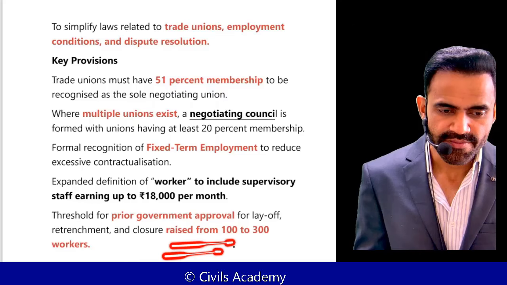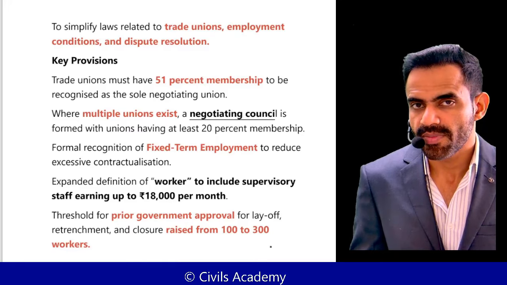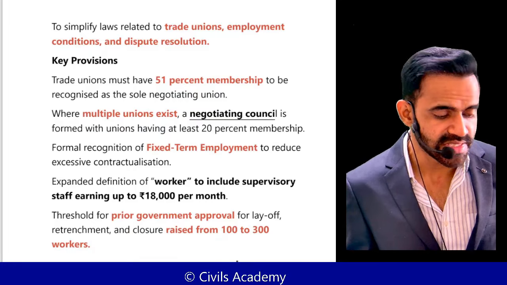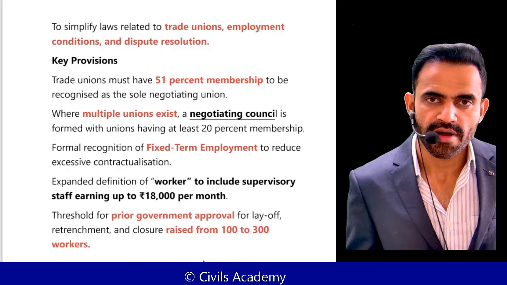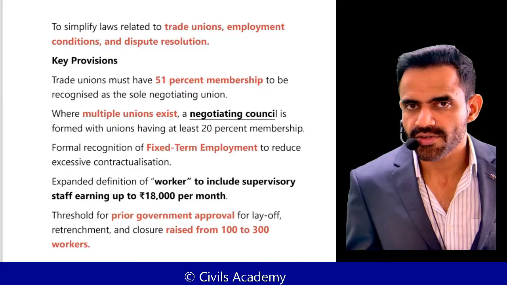Previously, if you are going to fire more than 100 employees, you need prior government approval. Now that limit has been increased to 300. That means you can remove your staff up to 300 people at one time without government approval. Of course, after that, you need government approval.